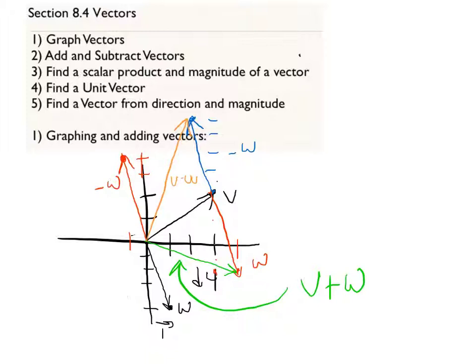If I wanted to graph 2 times v, I basically start at the tip of v and I go out the same number, 1, 2, 3, and up 1, 2. We basically just double the length of v. Sorry, my notches were probably not right on. But there we go. So now we have 2v.